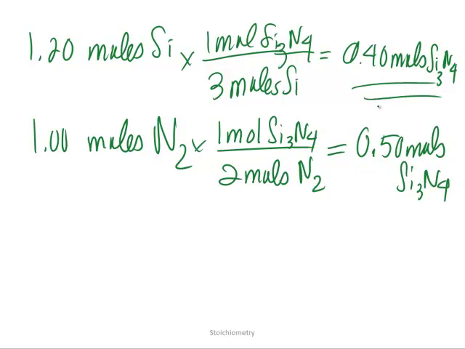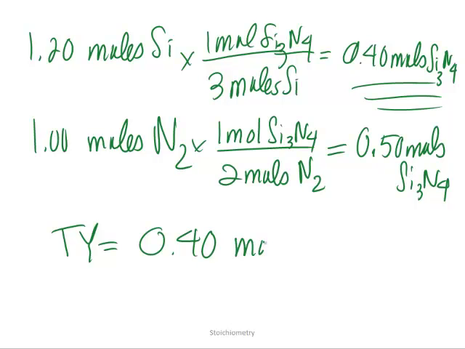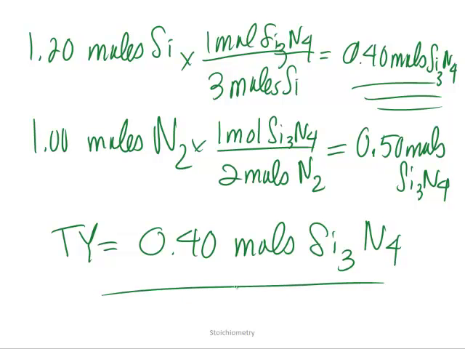So our lowest value will always be our theoretical yield. Once we make 0.4 moles of product, we're going to run out of silicon, and therefore nitrogen is in excess. So our theoretical yield is 0.40 moles of trisilicon tetranitride, again based on our limiting reactant.